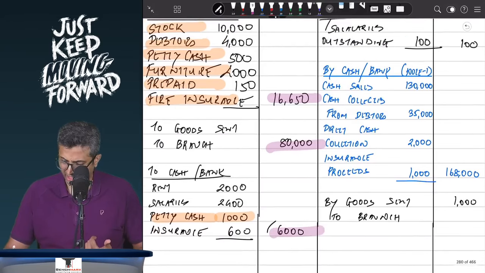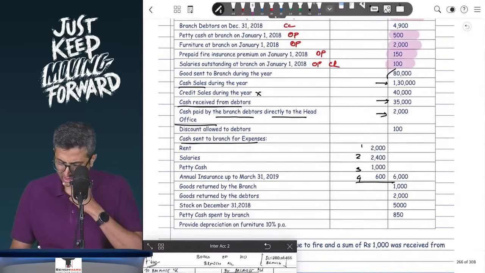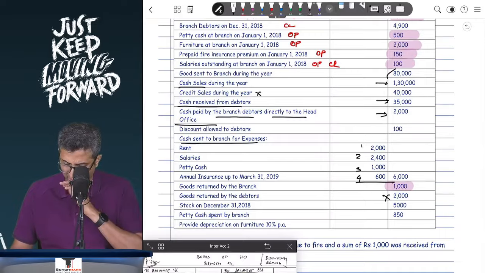Total when you look at cash sales from debtors, direct cash collection. There may be something else as well. Goods returned by the branch, 1,000. This will be credited in the branch account. Goods returned by debtors will really not have any impact here. Stock on 31st December, you will take this in the closing.